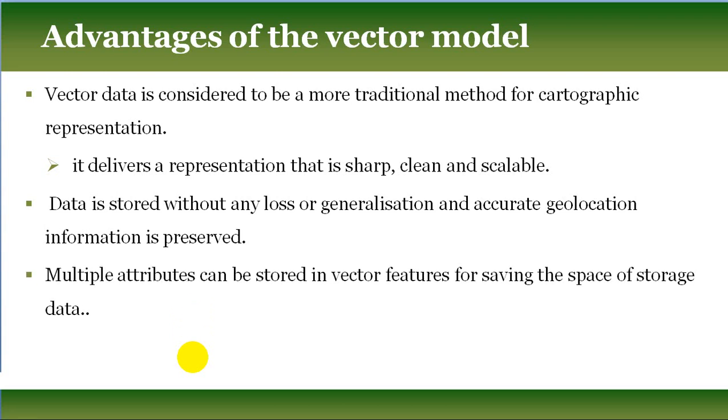Multiple attributes can be stored in the vector data, which saves storage space. Because vector data has the capability to store multiple attributes, it can save the space of storage data. Less space is needed.